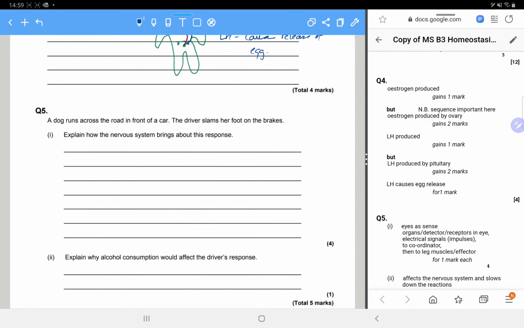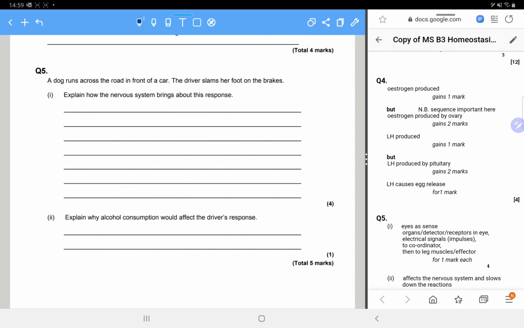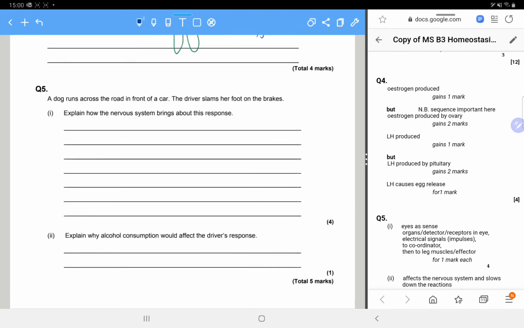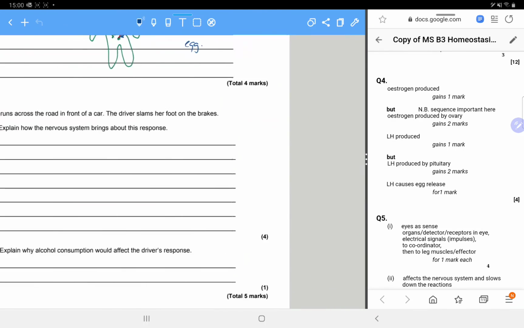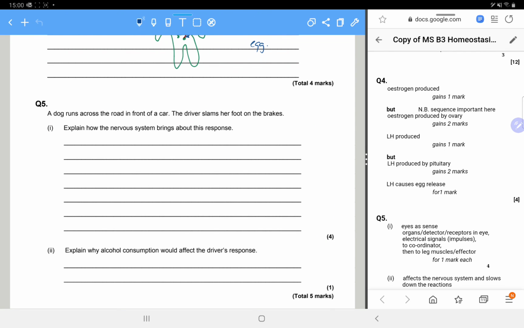Okay, question 5. A dog runs across the road in front of a car. The driver slams her foot on the brake. This question is dealt with in another separate video as well. And that is your lot. So what I'd like you to do, guys, is look at questions 1 and 4, which are based upon the hormones and the menstrual cycle, and the other questions are dealt with specifically in other videos on this site.